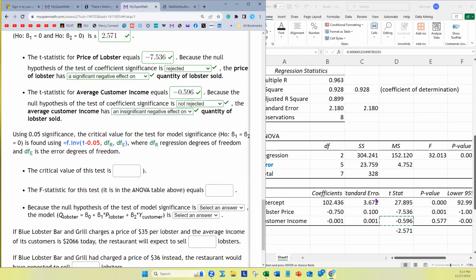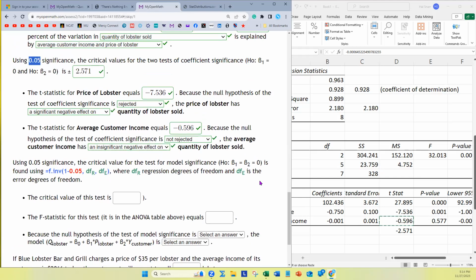All right, so the next thing we have to do is test whether the model is significant. Now, notice how that null hypothesis changes. What does this say right here? It says both slope coefficients are 0 simultaneously, right? That's what that's saying. Both are simultaneously 0.